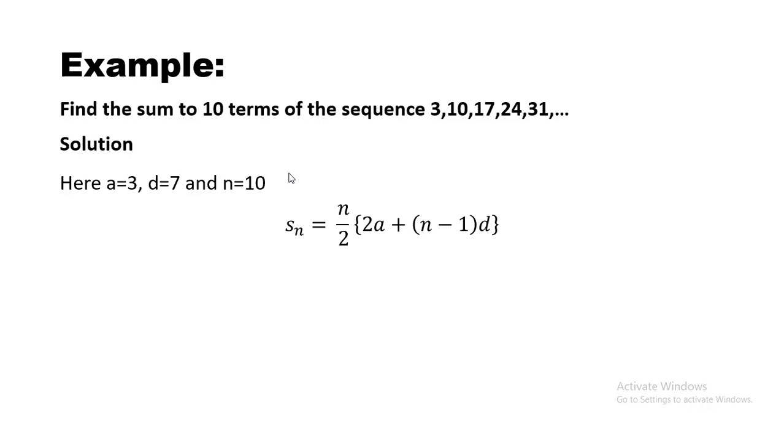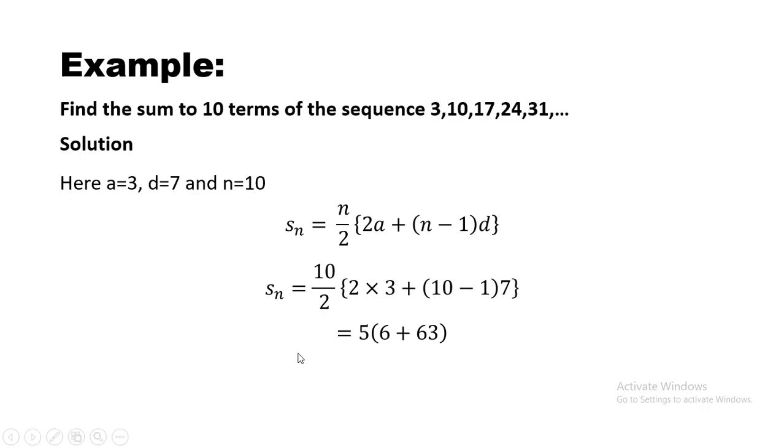Okay, using this formula, I have substituted these three values into my formula. As you can see out here, N, that is 10 by 2, 2a, that is 2 into 3, plus (n minus 1), 10 minus 1, into d, that is 7. After simplifying it a bit, if I cancel, 2 ones are 2, 2 fives are 10, 2 times 3 is 6, plus 10 minus 1 is 9, and 9 into 7 gives us 63. So after solving, this is my final answer, that is 345. Now the sum of this sequence to 10 terms is 345.